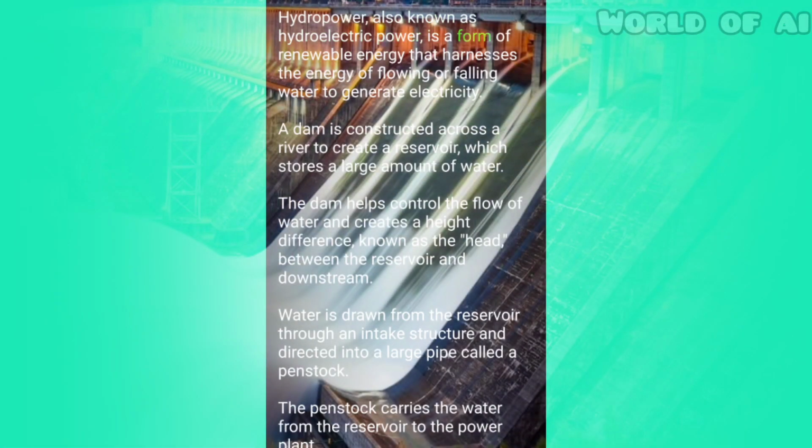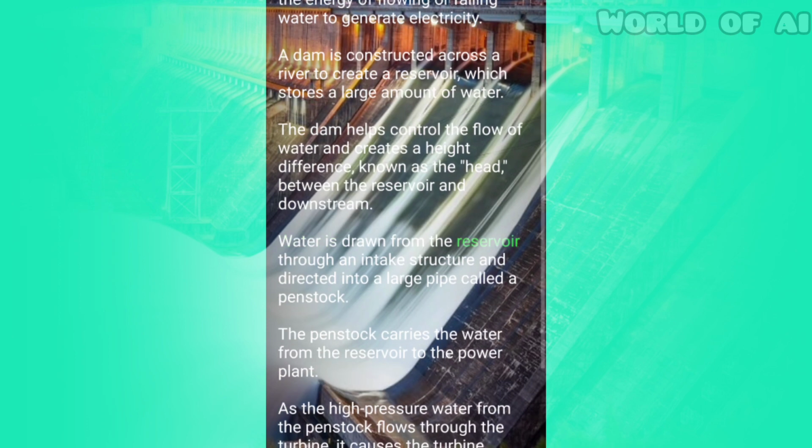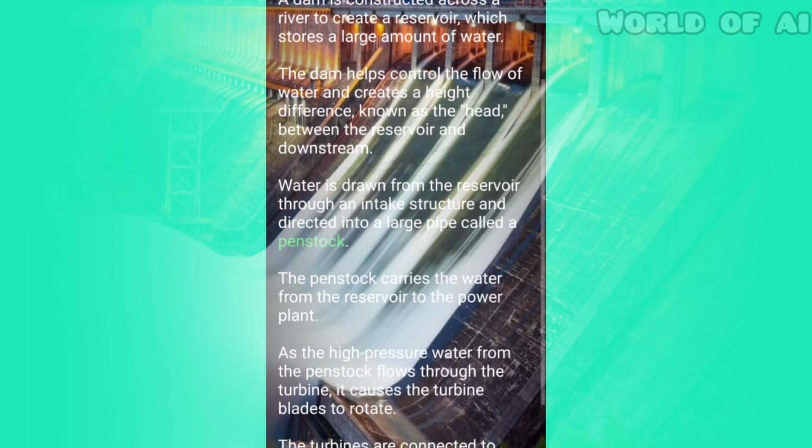Hydropower, also known as hydroelectric power, is a form of renewable energy that harnesses the energy of flowing or falling water to generate electricity. A dam is constructed across a river to create a reservoir, which stores a large amount of water. The dam helps control the flow of water and creates a height difference, known as the head, between the reservoir and downstream. Water is drawn from the reservoir through an intake structure and directed into a large pipe called a penstock.